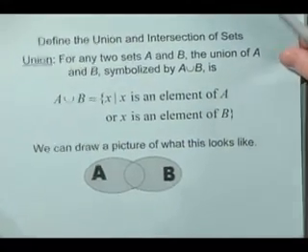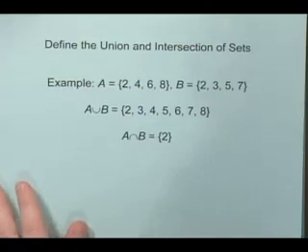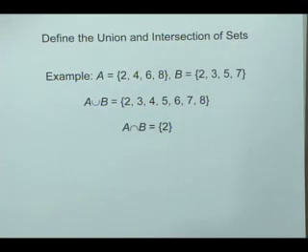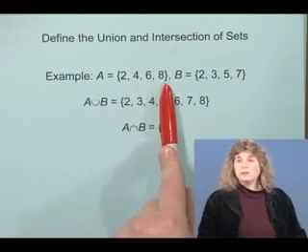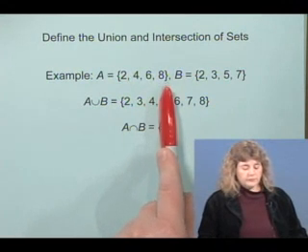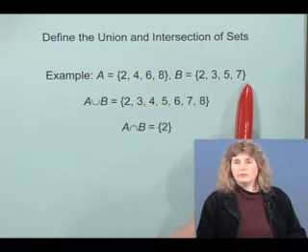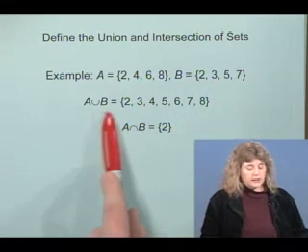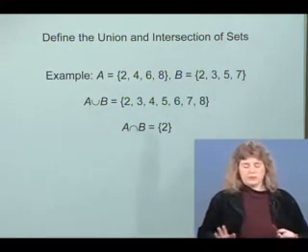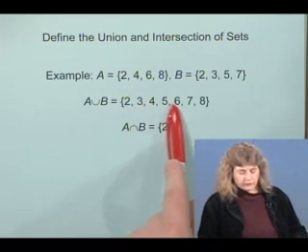Let's look at an example. Consider a set A, and it's going to have a few even numbers in it, 2, 4, 6, and 8, and a set B that has some prime numbers in it, 2, 3, 5, and 7. If we look at the union of A and B, we take everything, 2, 3, 4, 5, 6, 7, and 8.